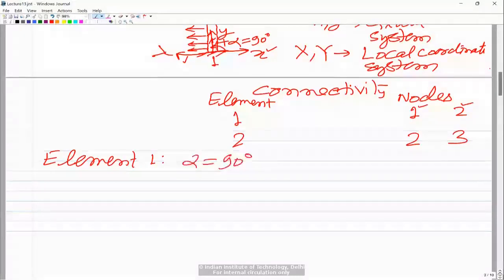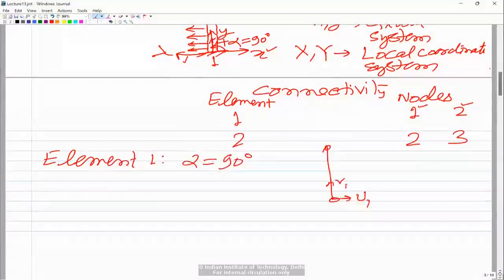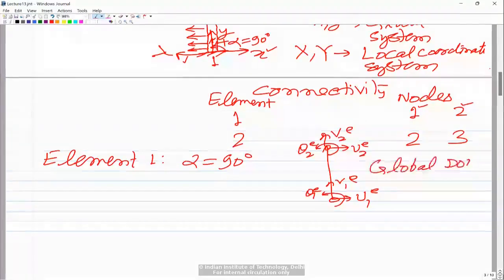And if you look at the global degrees of freedom, for the element and its local node number 1 and 2, the degrees of freedom are u1e, v1e, and theta 1e, and then you have u2e, v2e and theta 2e. So these are the degrees of freedom in the global coordinate system. So these are global DOFs, where DOFs means degrees of freedom.